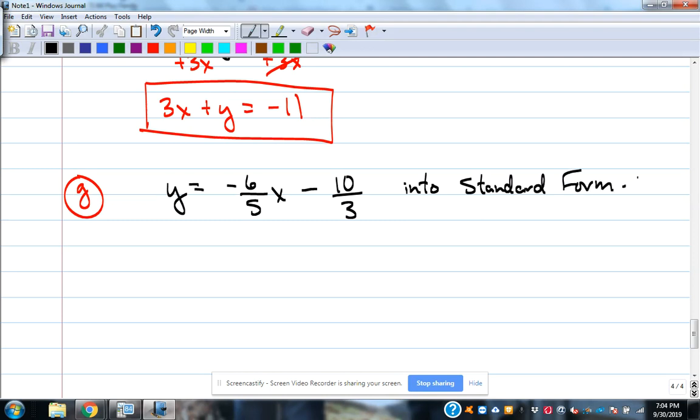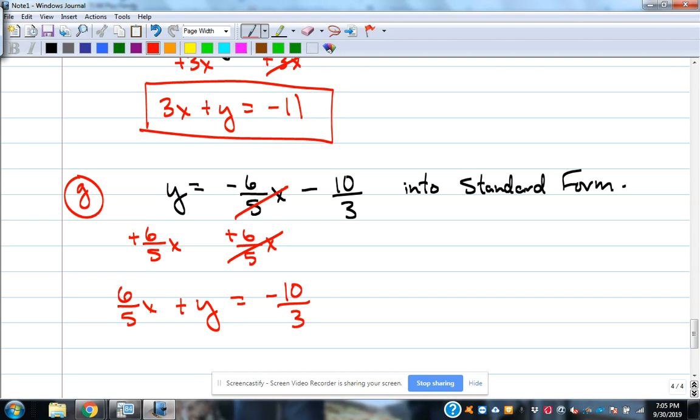So this one's similar to one of the ones we worked with before. Now, what did we do on example F to get it close to standard form? We moved the x. Same first step. That step hadn't changed. So I'm adding 6 over 5x. That cancels that out on that side, and I get 6 over 5x plus y is equal to negative 10 over 3. That is almost standard form.